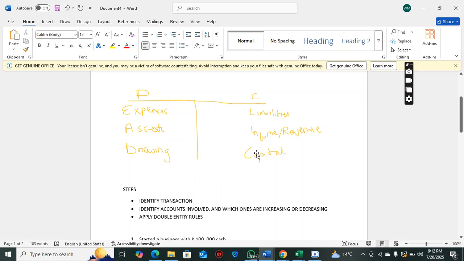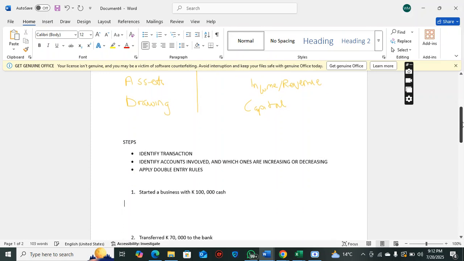Capital is a capital account. Increase in capital, we credit. That's why capital is on the credit side here. So we're going to debit cash, 100,000. We're going to credit capital, 100,000. Colleagues, any questions?